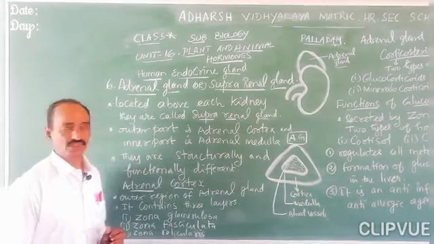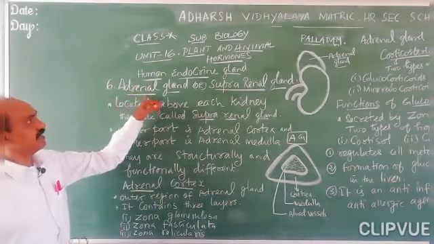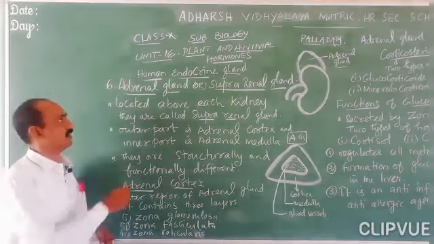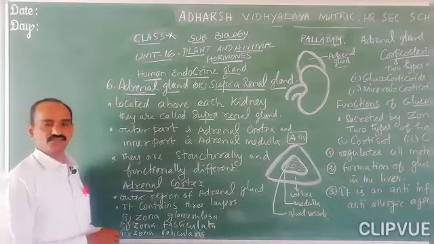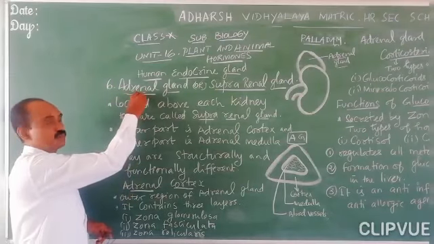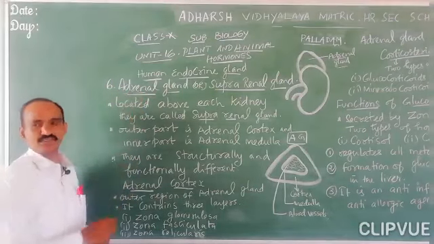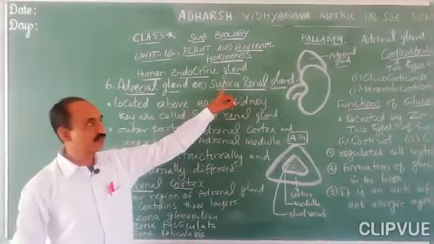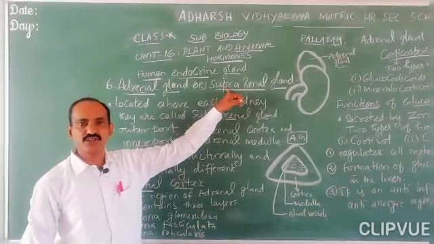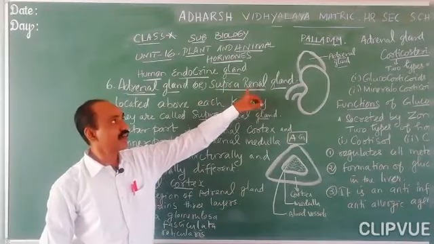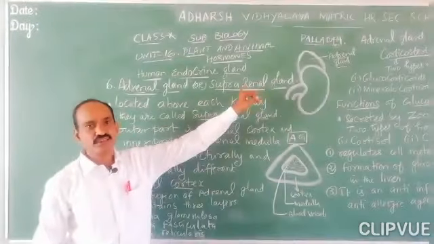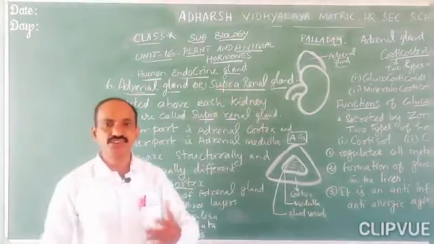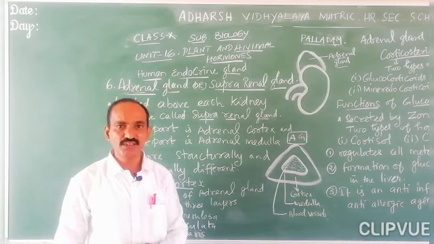Next we are going to see adrenal gland. Adrenal, ad means above, renal means kidney. This gland is present above the 2 kidneys, that is adrenal gland. Another name is suprarenal gland, supra means superior, renal means kidney. This gland is located at the top of each kidney.